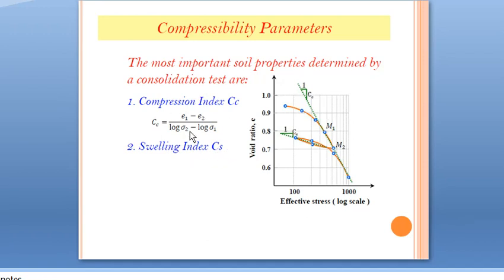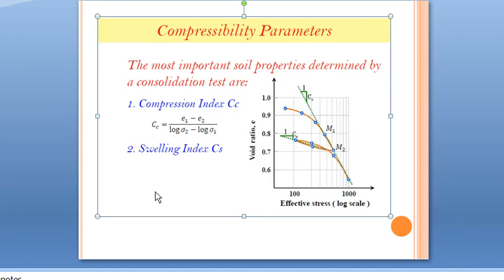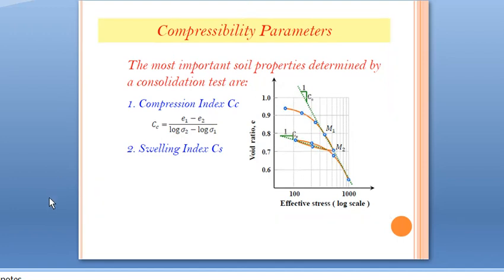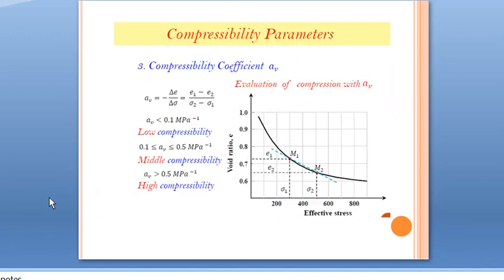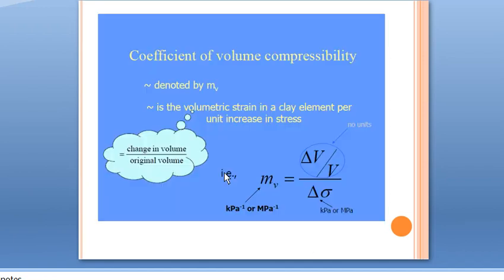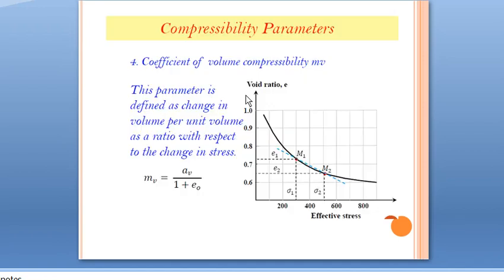Swelling index or expansion index is the slope of the expansion curve, and recompression index is the slope of the reloading curve. Likewise, the next parameter is compressibility coefficient or coefficient of compression, and it is the slope of the e-sigma curve. Next one is coefficient of volume compressibility.